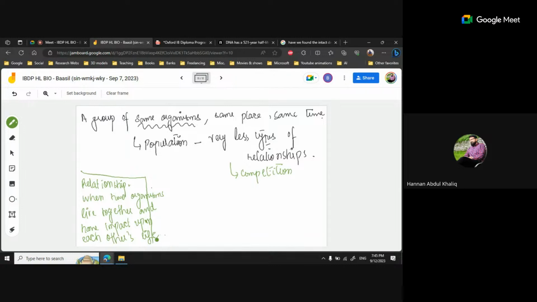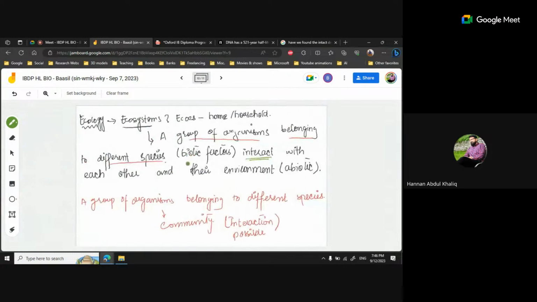Now, that is what I'm trying to say over here. If they live together, they would have a relationship, but the quality of relationship would only be a single type, and that is competition. And this is not a healthy ecosystem. Why? A healthy ecosystem would have a lot of individuals and a lot of types of relationships in them. So the only relationship in a population is competition. When it comes to the community, the quality and quantity of relationships increases.